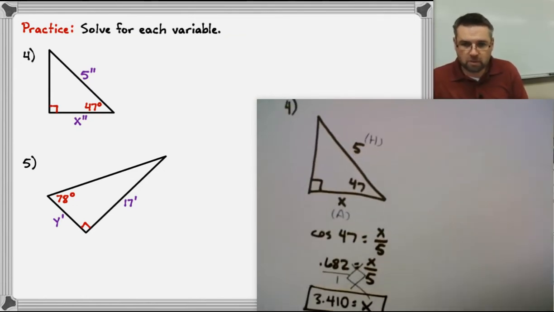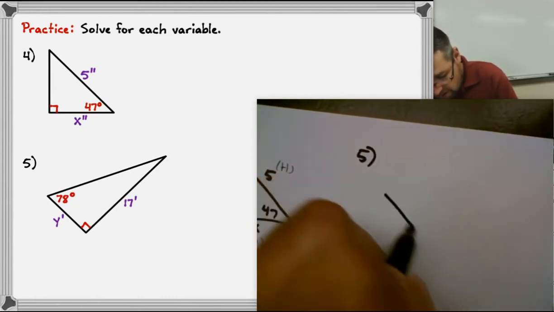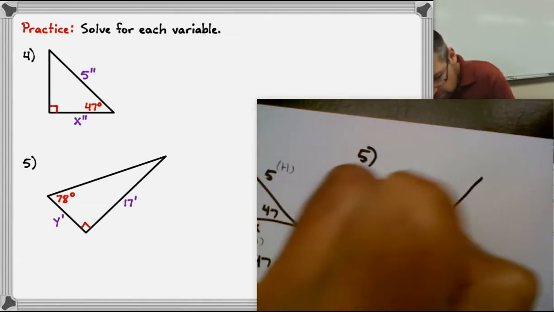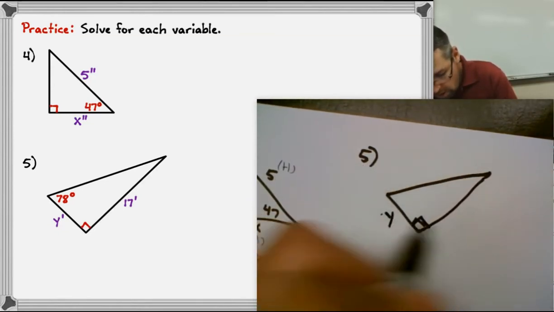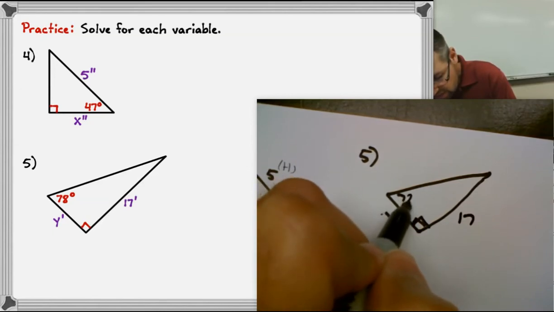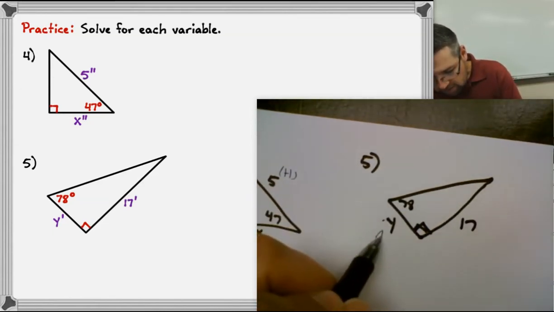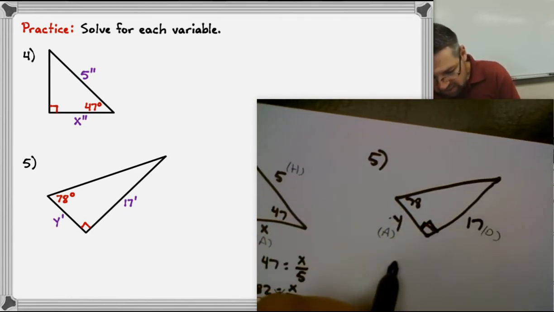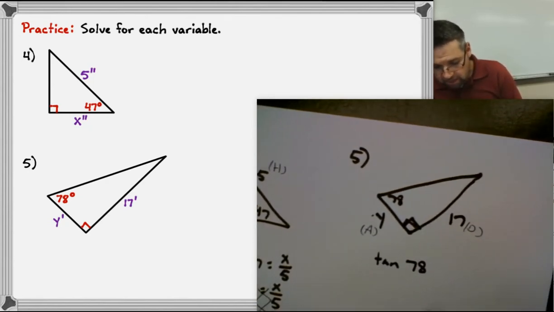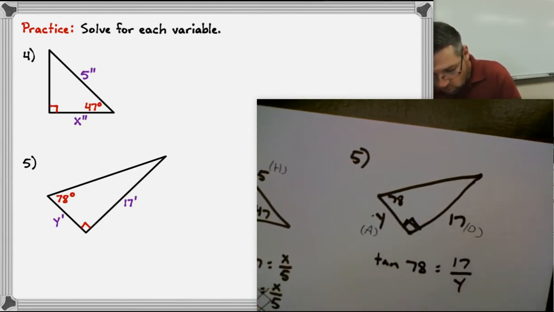Okay. For number 5, we've got a right triangle there in that corner, a y, a 17, and a 78. Well, identify our sides. The y is an adjacent side. The 17 is the opposite side. So that's going to be tangent of 78. Tangent of 78 is equal to opposite, so 17, over adjacent, so y.